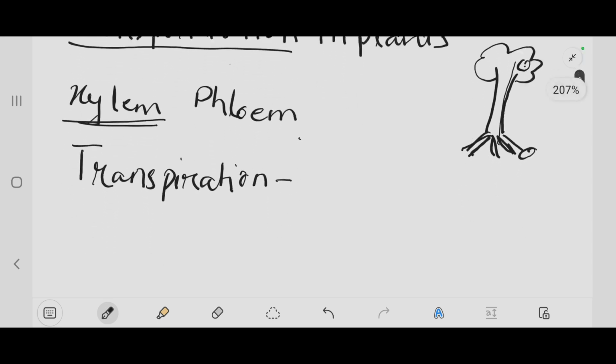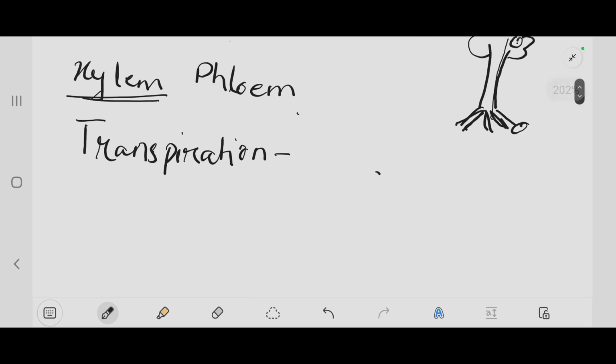Transpiration means, a tree is there, right? This is the tree and this is the sun. Due to the sun, the water is evaporating from the leaves. Like here one leaf is there. From the leaf, the water is getting evaporated by the heat from the sun. So this is called transpiration. Due to this transpiration, the water from the roots goes up to the leaves.